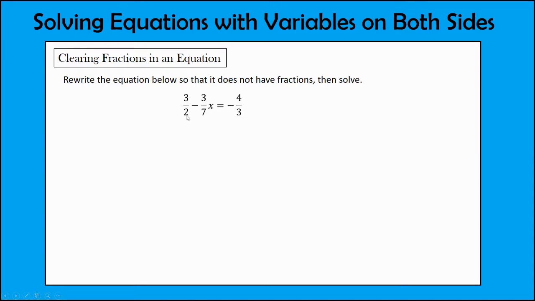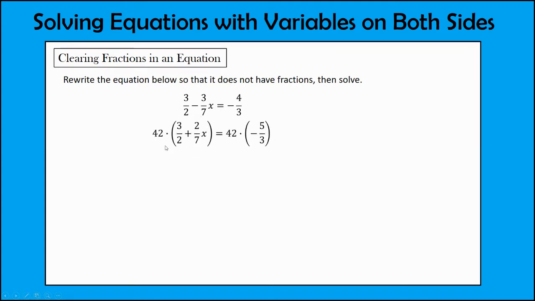Okay. So if you think of the multiples of 7, 14, well, 2 will go into 14, but 3 won't. 21, well, 3 will go into 21, but 2 won't. 28, 2 goes into it, but 3 won't. 35, neither one goes into. 42 is the number that all of these will go into. So we're going to multiply both sides by 42.